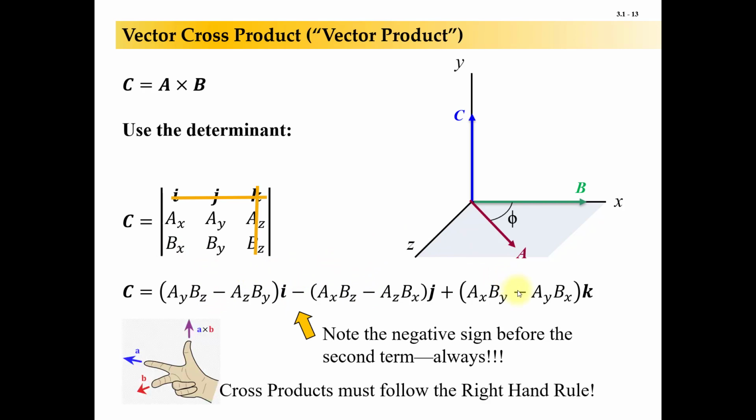And realize that the cross product follows the right-hand rule. So if you're crossing A and A cross B, you're going to get the vector pointing up in the direction of your thumb.